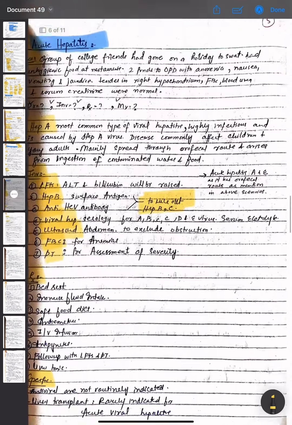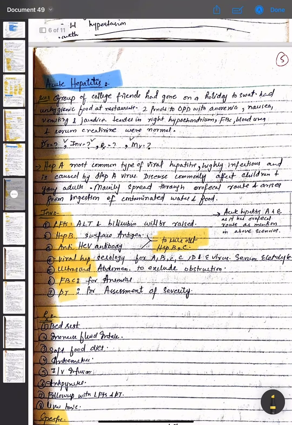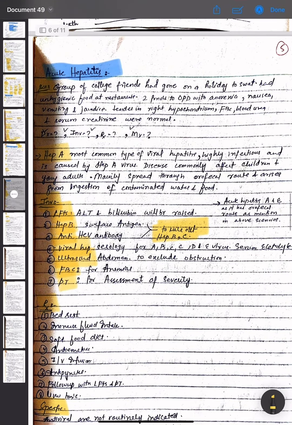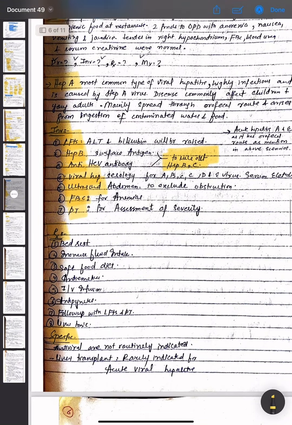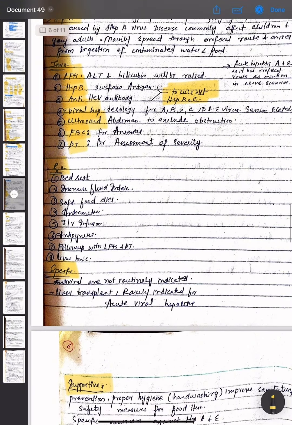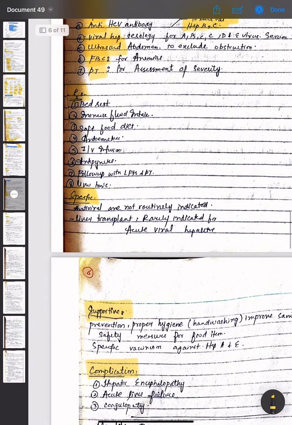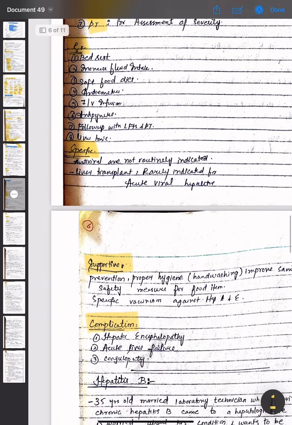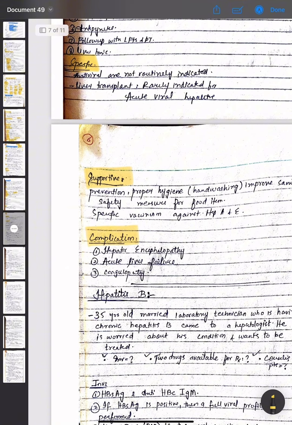So we have discussed the topic hepatitis A: in which cases it occurs, the clinical features, and the diagnostic points. Then we discussed the definition, then the investigation options, which are LFTs, hepatitis B surface antigen, anti-HCV antibody, viral hepatitis serology, ultrasound, FBC, and PT. Then the treatment options, which are general measures, specific measures, and supportive measures, and then the complications of hepatitis A.